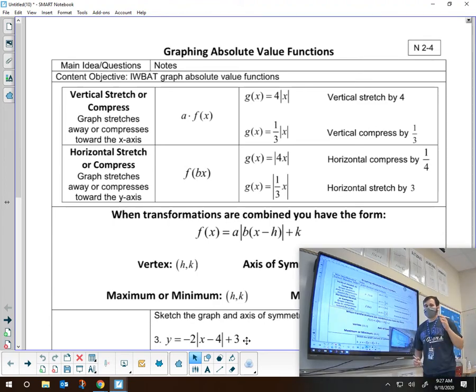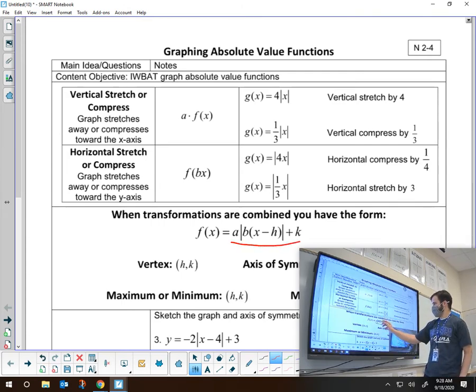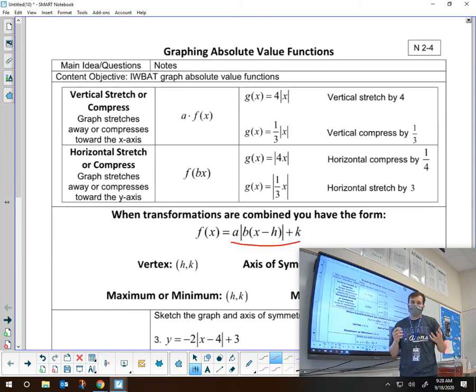Hey guys, so yesterday we talked about graphing absolute value functions and we really focused on those two letters, H and K. Well, today we're not going to just focus on them, we're going to focus on the entire equation. So we're going to focus on A, B, H, and K. So first let's talk about how A and B affect my graph. Well, A and B really affect the slope of my graph.